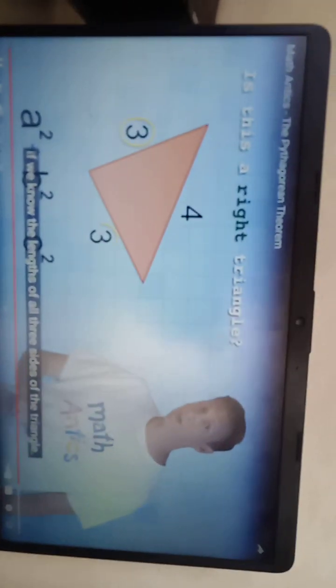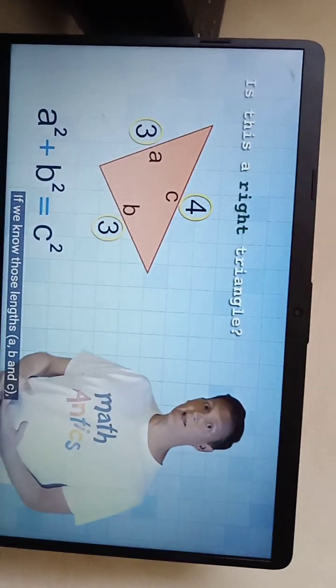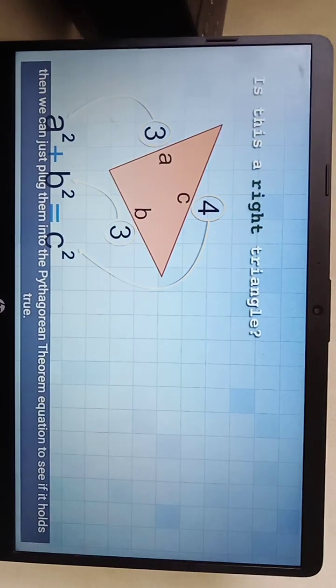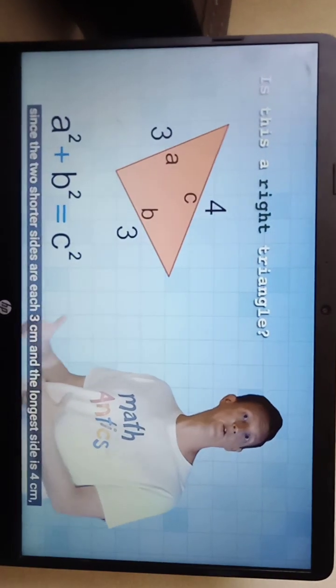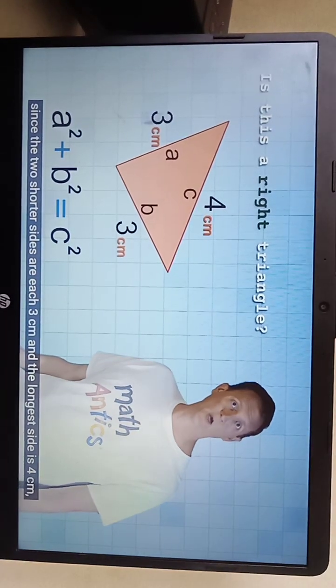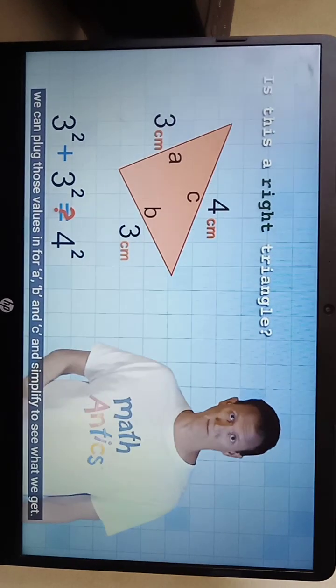Know the lengths of all three sides of the triangle. If we know those lengths, A, B, and C, then we can just plug them into the Pythagorean theorem equation to see if it holds true. In this particular case, since the two shorter sides are each 3 centimeters and the longest side is 4 centimeters, we can plug those values in for A, B, and C and simplify to see what we get.